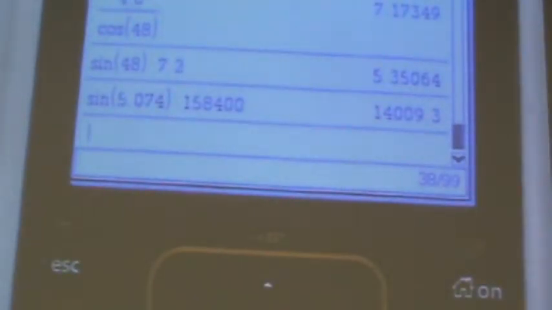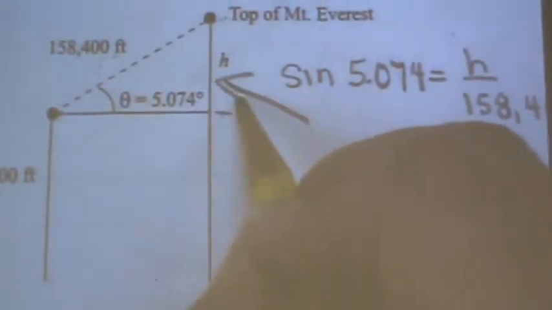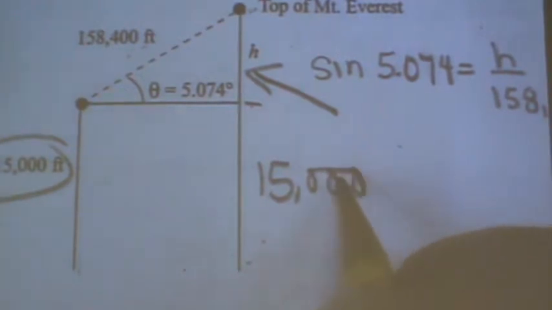H is 14,009. That's one of the answers, and a lot of you guys will pick that for your answer, but is that the correct answer? You have to add 15,000 to that. What's the correct answer? Add 15,000, because read the question. It says they want to know how tall it's going to be, J. 29,009. So you're going to add this plus the 15,000 right here to get J.